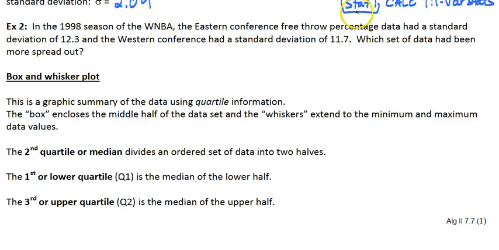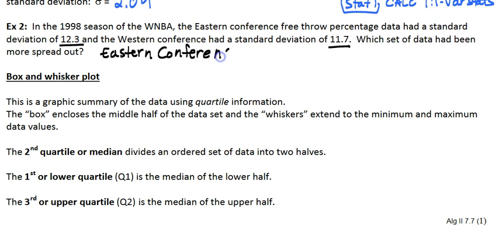It says in the 1998 season of the WNBA, the Eastern Conference free throw percentage data had a standard deviation of 12.3. The Western Conference data had a standard deviation of 11.7. And then which set of data was more spread out? Okay, so again, the higher the standard deviation, it means it's a greater spread of data. So from the lowest to the highest, it's more spread out. The Western Conference was less spread out. So which one was more spread out? The Eastern Conference was more spread out.